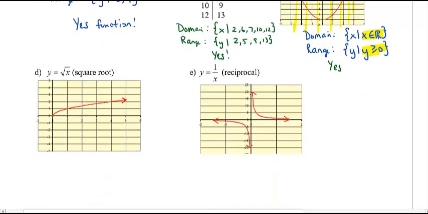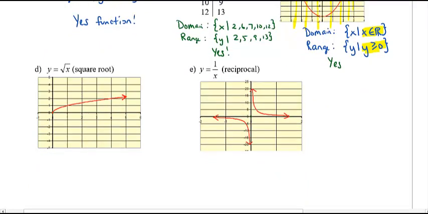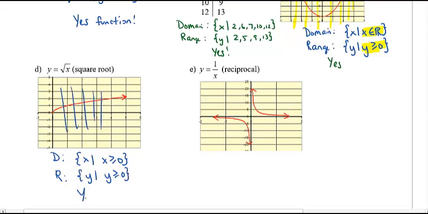Alright, some more interesting graphs. Something called the square root graph. Yeah, this is what it looks like. Y equals root x. What's the domain? In this case, it looks like x has to be bigger or equal to 0. And the range? Also bigger or equal to 0. Right. Function? Yes! Nicely done.